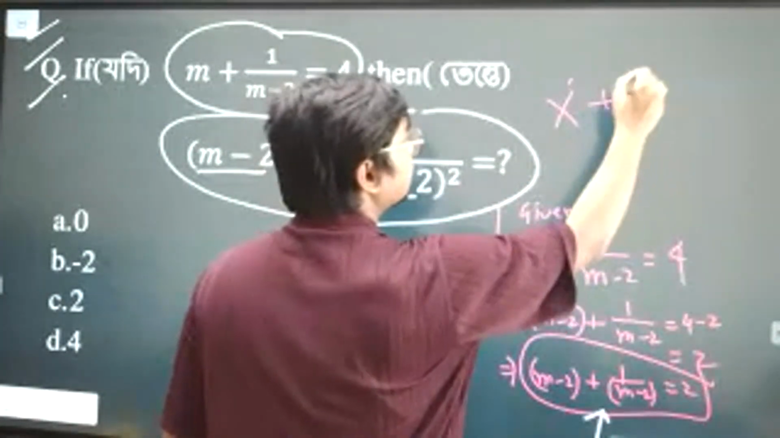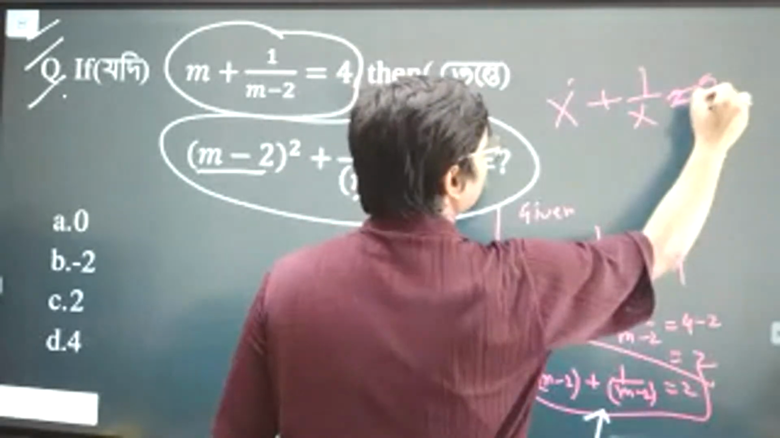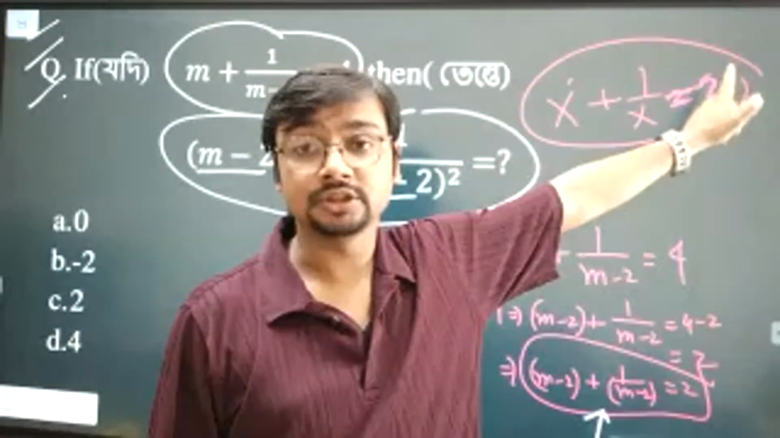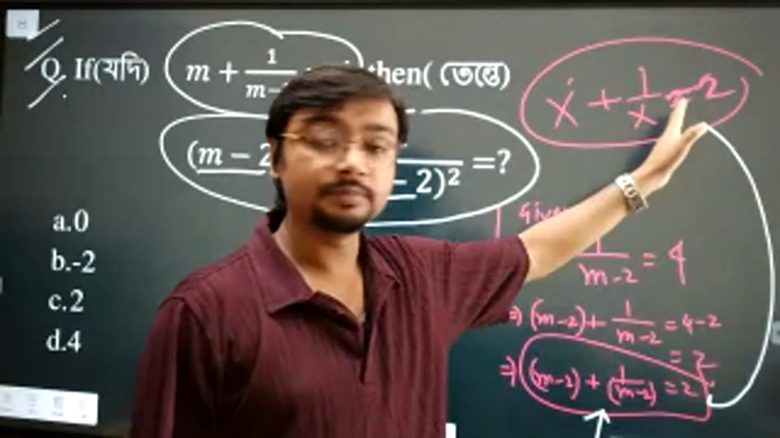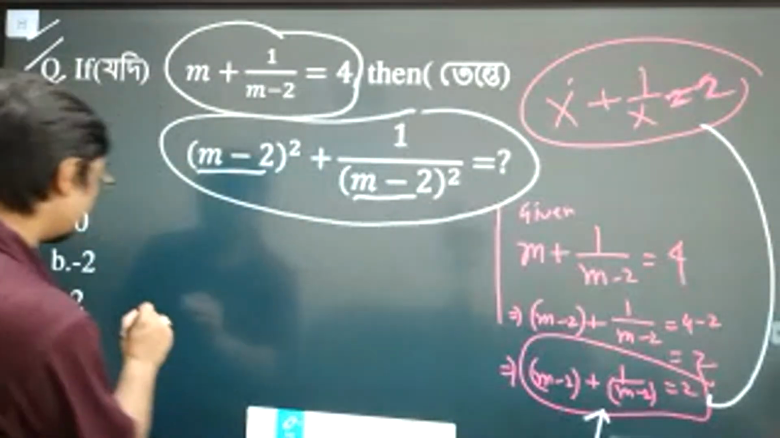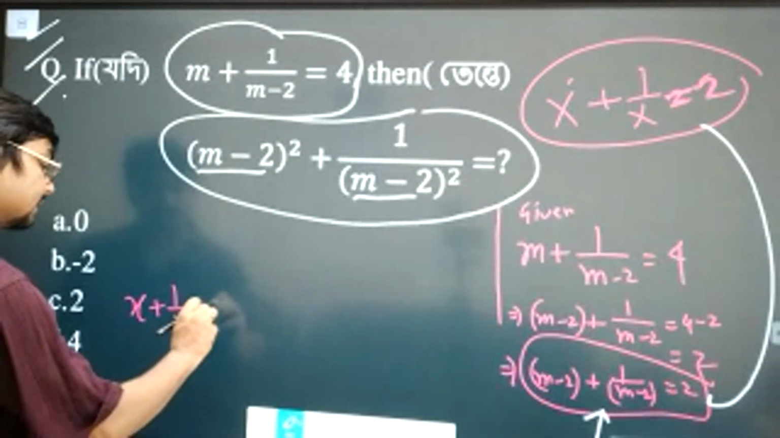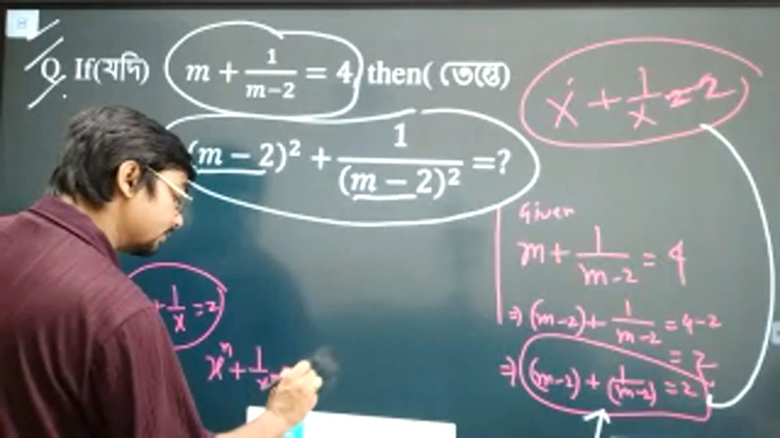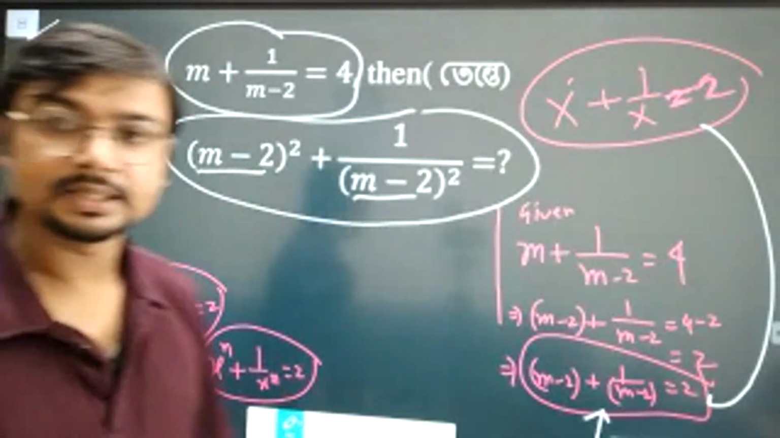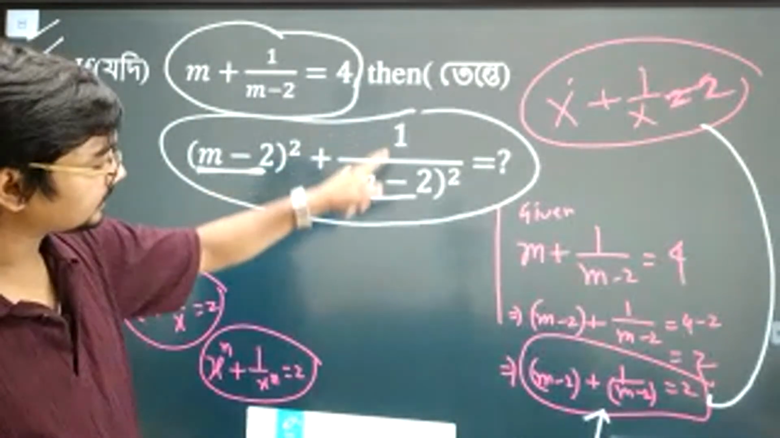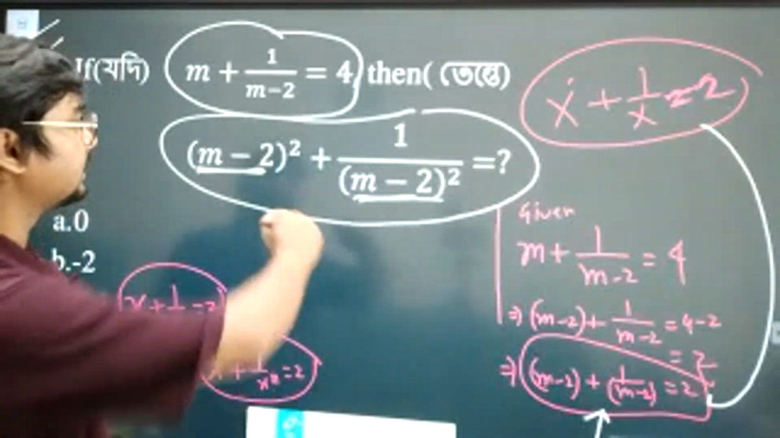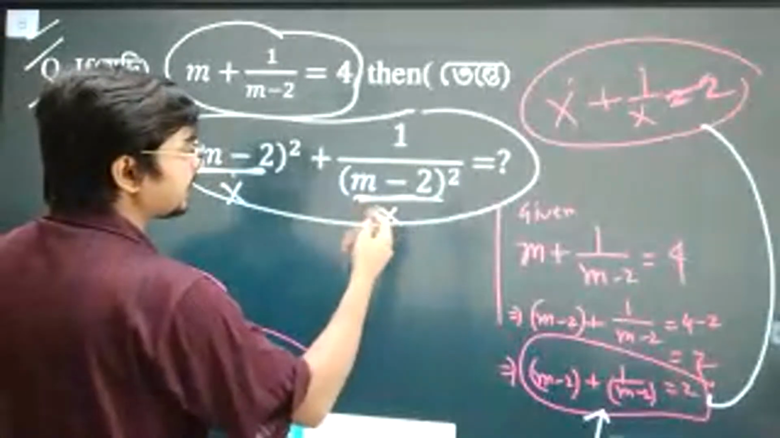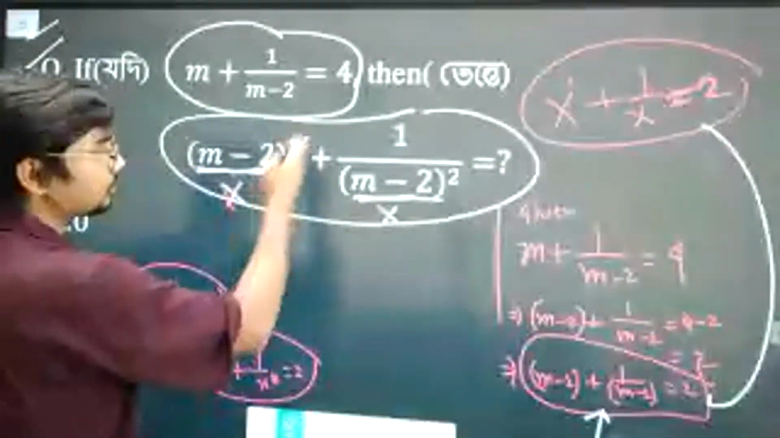Now you see, this is just like x plus 1 upon x equals 2. X plus 1 upon x is equal to 2, right? This is just like this form. And now we have a formula: if x plus 1 upon x is equal to 2, then x to the power of any value plus 1 upon x to the power of that value is always equal to 2, right? So here this is squared plus 1 upon this squared, which is just like x squared plus 1 upon x squared.